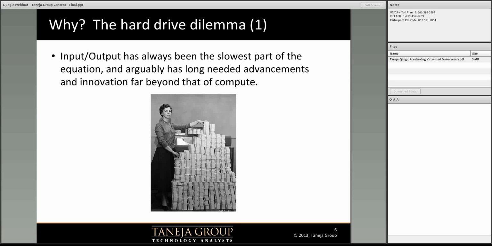So moving on here, let's talk a little bit about the history of storage and see why storage performance is such a challenge today. If we look at the history of storage performance, storage is about input and output, and then the long-term retention of data. But the act of input and output has always been the slowest part of the equation, and for compute systems, has arguably needed advancements far longer than the innovation behind compute. But our time and effort and our innovation has often focused on compute and neglected storage.